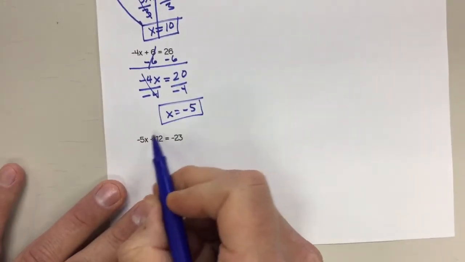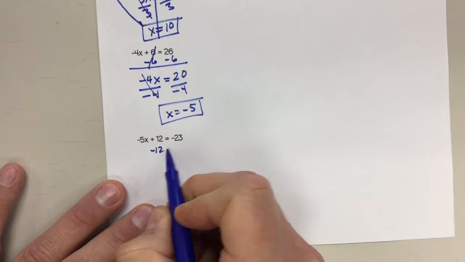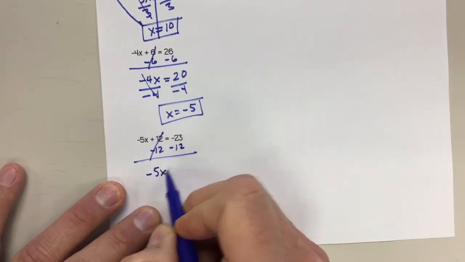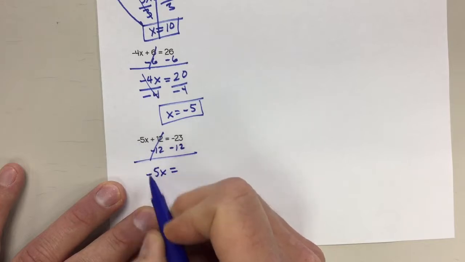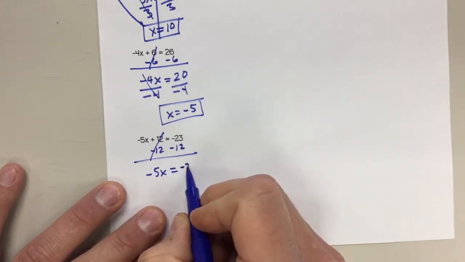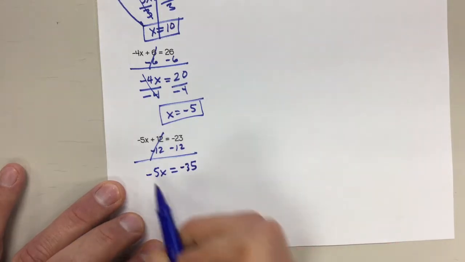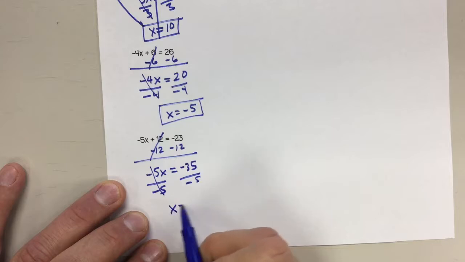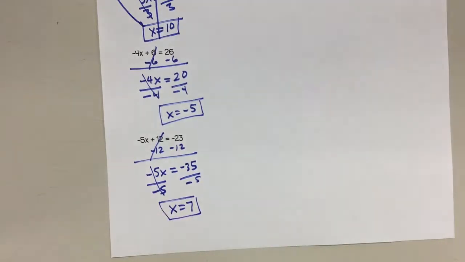For this example, of course, I'm going to get rid of the adding 12 first by subtracting 12 from both sides. The negative 5x stays here, and the negative, of course, is still there. Negative 23 minus 25 is negative 35. Divide both sides by negative 5. The answer is 7.